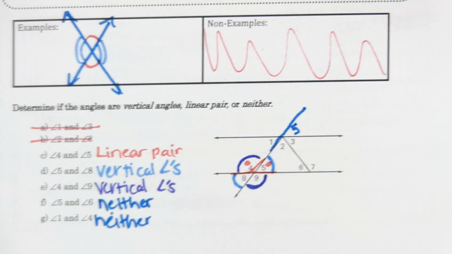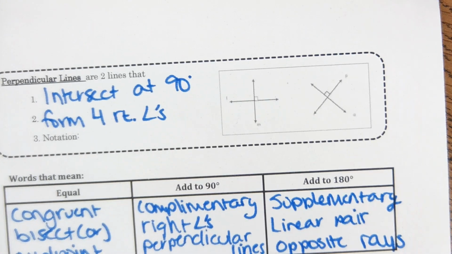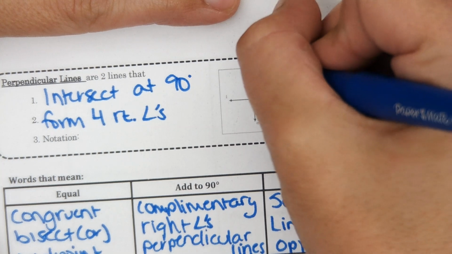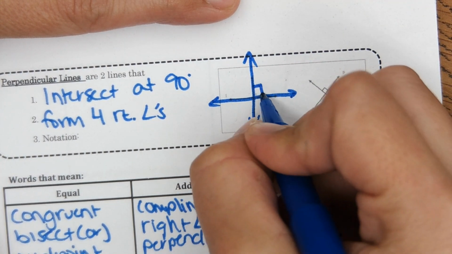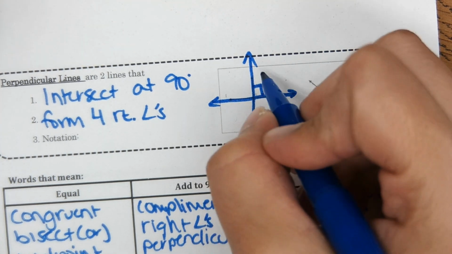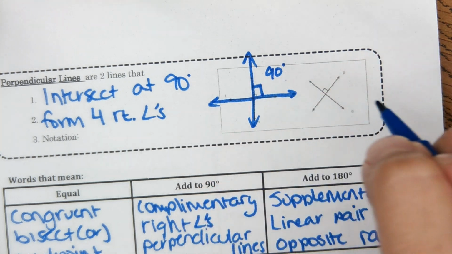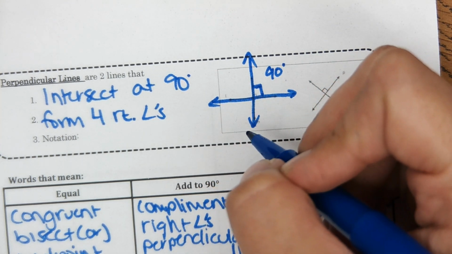Okay, ready for the next page? Slide it over. Perpendicular lines. I hope you've heard of this before, especially in algebra. Perpendicular lines are two lines that intersect and form a 90-degree angle. You'll usually see a little square there. That means that this is 90 degrees. And with this being 90 degrees, everything else will be 90 degrees. So once you have one angle labeled here, all the others have to be 90 degrees.